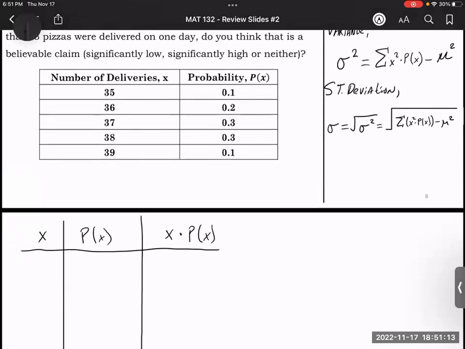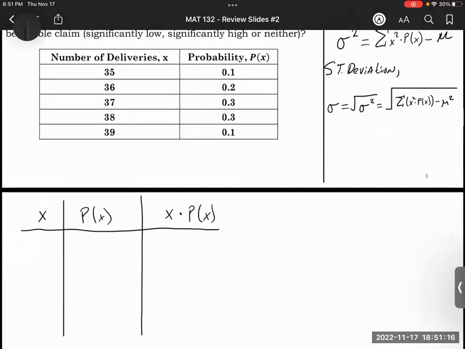Okay, good. So our values of x were 35, 36, 37, 38, and 39. Their associated probabilities were 0.1, 0.2, 0.3, 0.3, and 0.1. What I have to do here is take from each row the value of x times the probability. So for example, 35 times 0.1 is going to be 3.5.